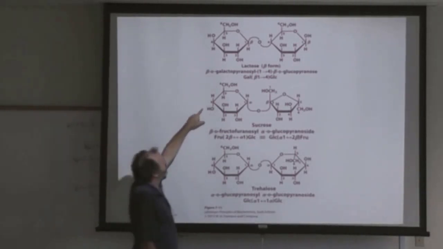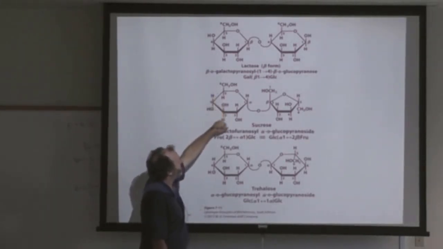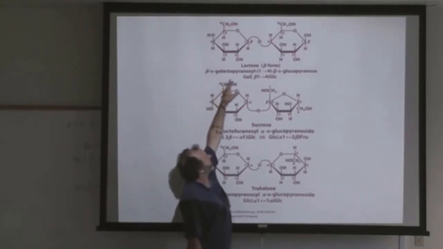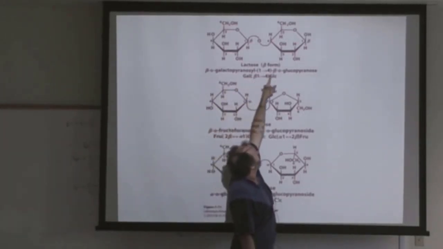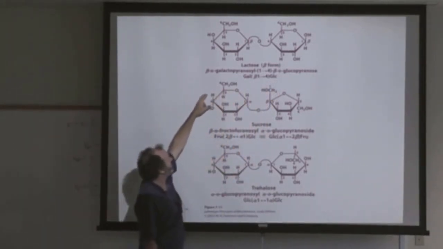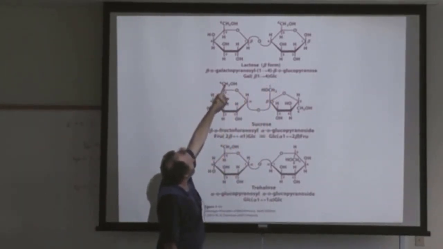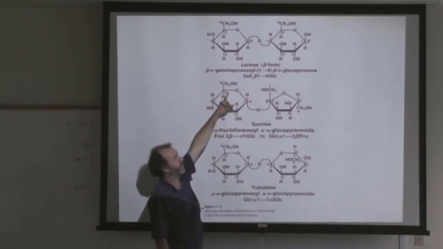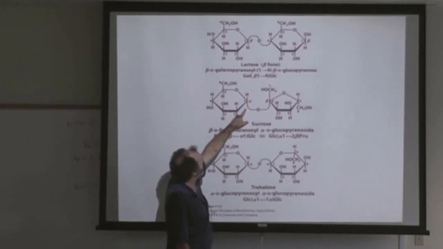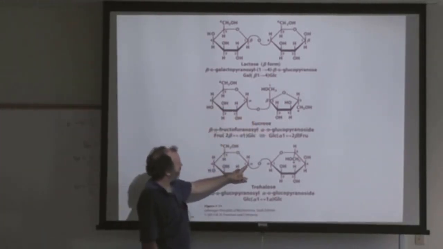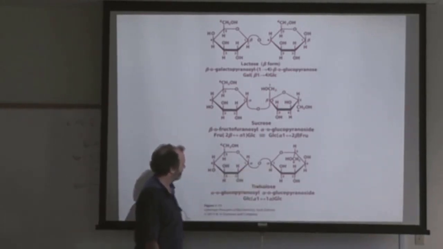So lactose, and I didn't tell you how these are named either. So you have beta lactopyranose 1 to 4 beta glucopyranose. So this one has a beta 1 to 4 bond. Do you see that? This one has an alpha 1 to 2 bond. And then this has an alpha 1 to 1 bond here.